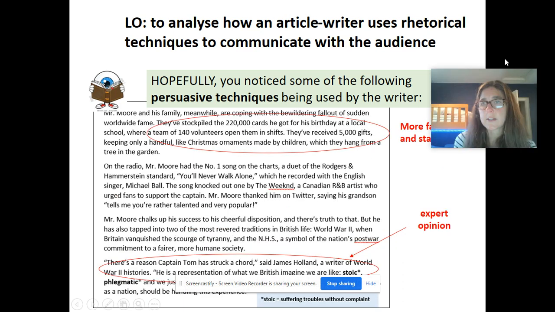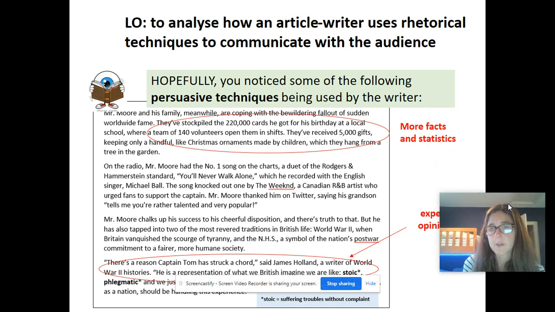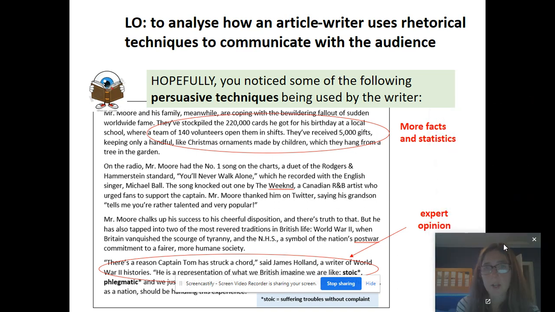More facts and statistics here. It looks like I should probably move myself down here. I'm going to get rid of my picture in a minute, actually. About the cards and the gift they received. And then I wonder if anybody noticed the end has finished with an expert opinion, a historian explaining why he thinks Captain Tom has been popular. So here's an article which is full of techniques and also lots of interesting information.